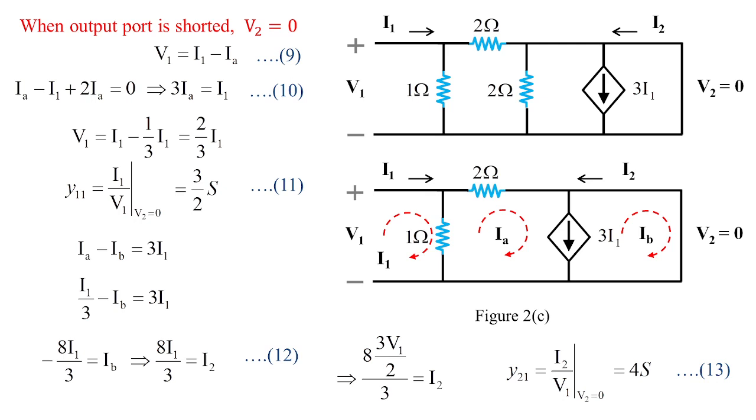You have to be careful while applying the values. That's why we have framed so many equations as 9, 10, 11, 12, so that Y21 will be equivalent to 4 Siemens, and this one we treat as equation 13. I hope you understood this approach.